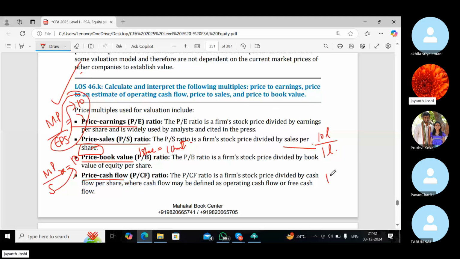Okay, then comes the price to book value ratio. Market price by book value of a share is equal to some value they'll be giving, let's say it is 5, and the book value is, let's say, 20. So if I multiply, 5 times 20 is 100, you'll get the market price. And then the price to cash flow ratio, where cash flow is cash flow per share again. Okay, so these are the four multiples.